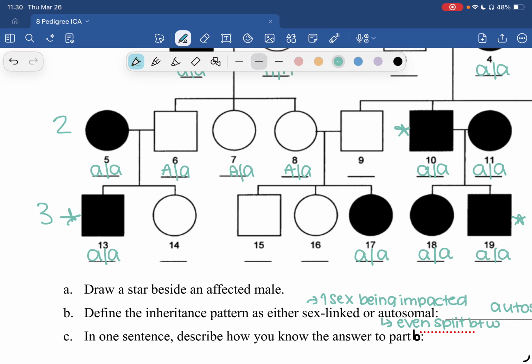So looking at the second generation here, we have an affected female and an unaffected male, and they have one child who's affected and one who is not. So you can assume that this child is big A, little a, because this individual is little a, there's no possibility for her to get two big A's to be unaffected.